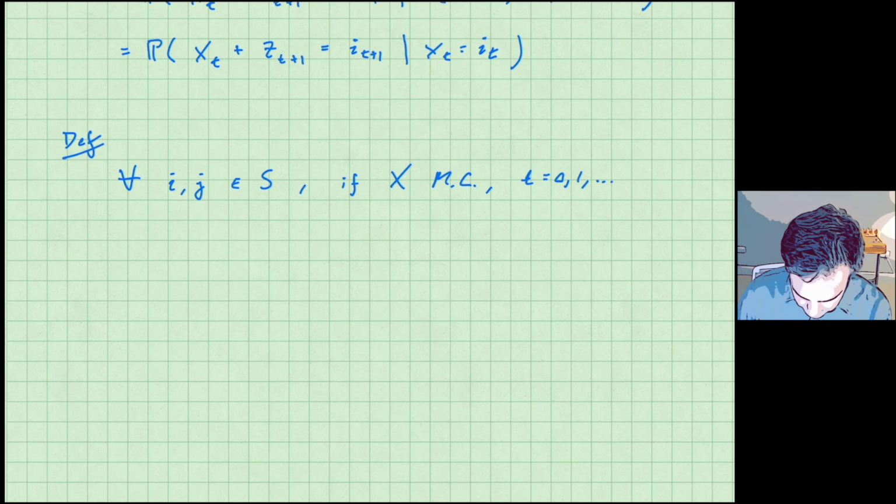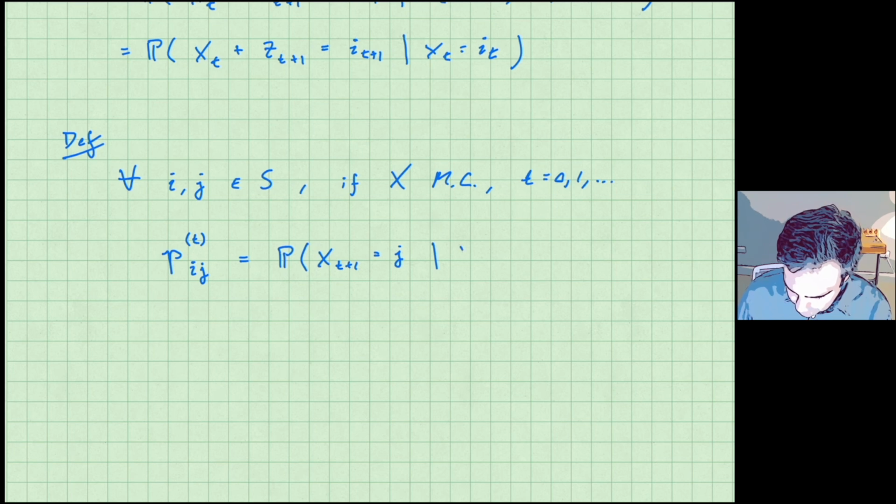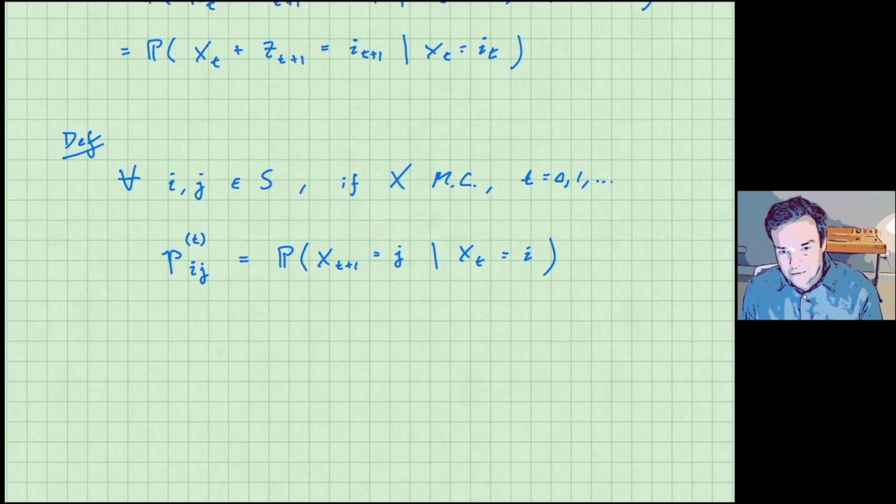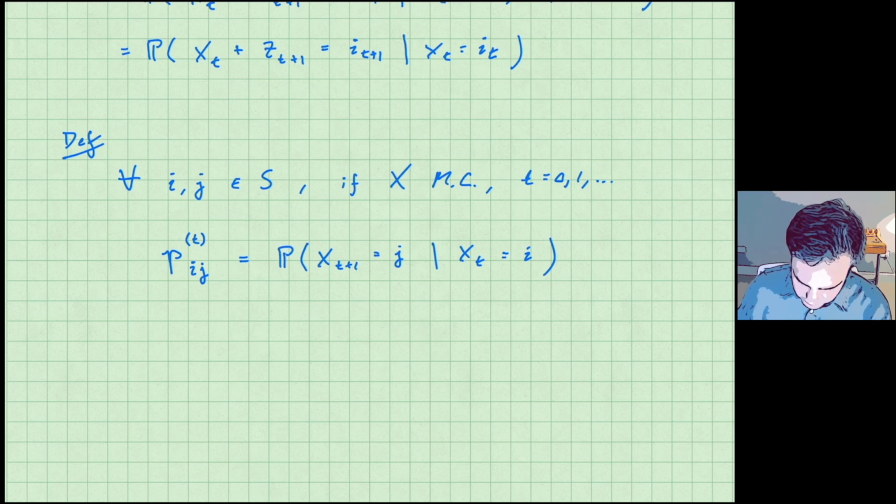then here's our definition. P sub ij, and we'll put a little superscript of t in parentheses here. This thing is defined to be the probability that x sub t plus 1 is equal to j if x sub t was equal to i. These are the kinds of things that are important for the Markov chain because they just tell you what is the probability of going to this other state if your previous one was something, or your present one. So these are kind of the only things we really care about.